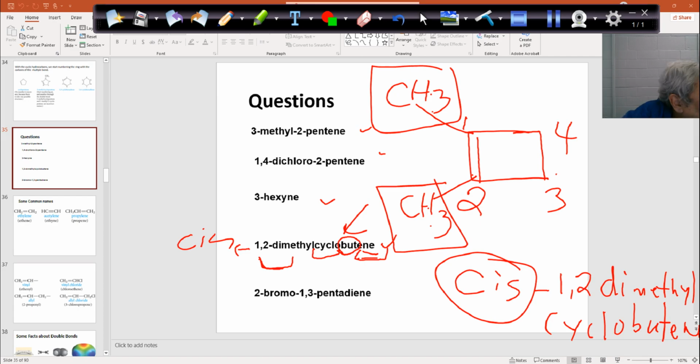Yes. Question. So, I learned that if it was on the side, it wouldn't be cis or trans. Was that right? If it's on the side, it wouldn't be cis or trans. Yeah, this is cis because they are the same, in the same orientation. But if one is on the other side in space, correct?